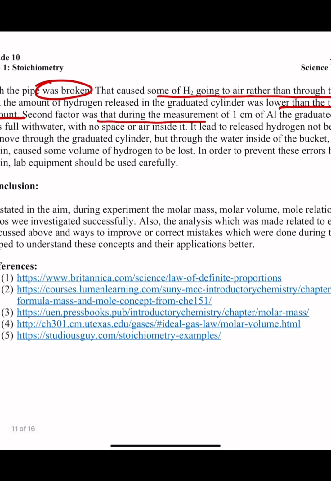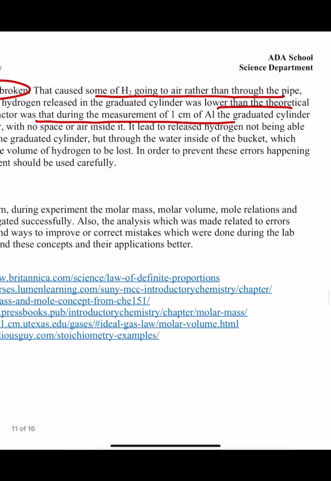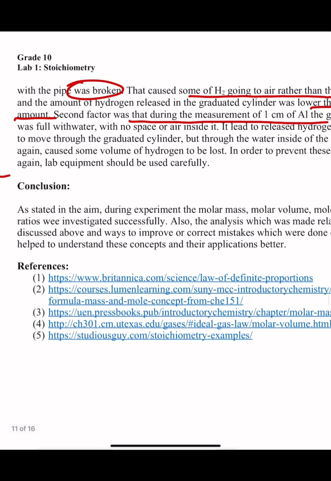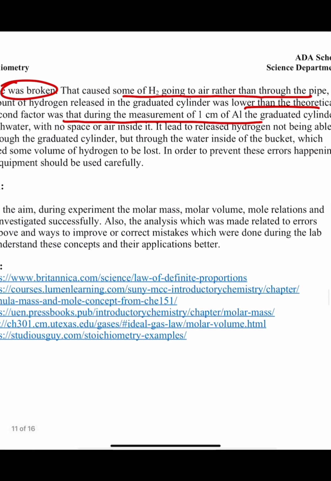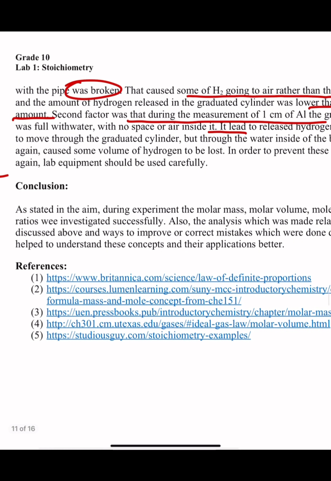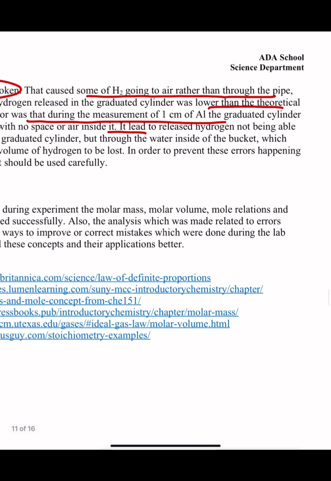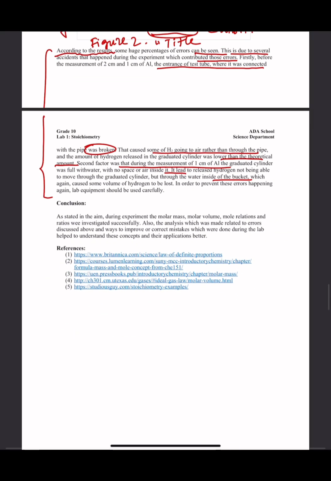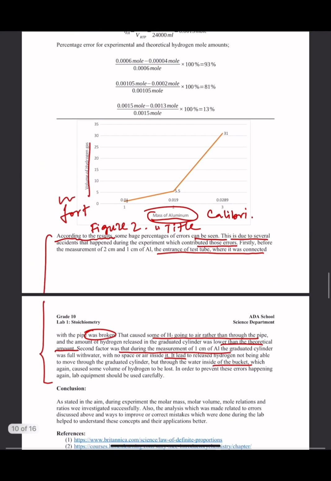The second factor was that during the measurement of 1 centimeter of aluminum, the graduated cylinder was full with water, with no space or air inside it. It literally released hydrogen without being able to move through the graduated cylinder. So in here, I'm seeing that error discussion, okay?